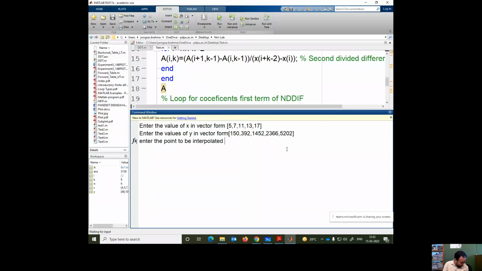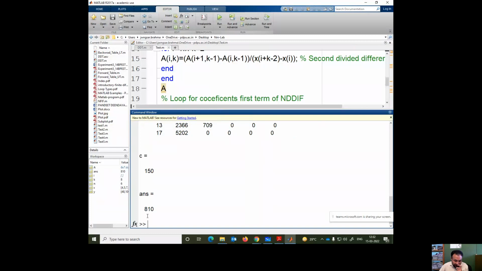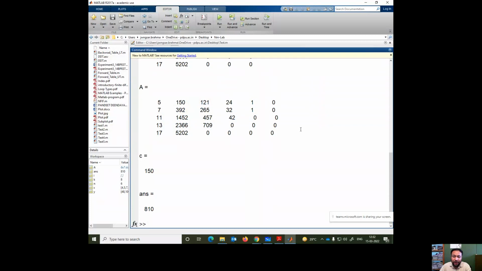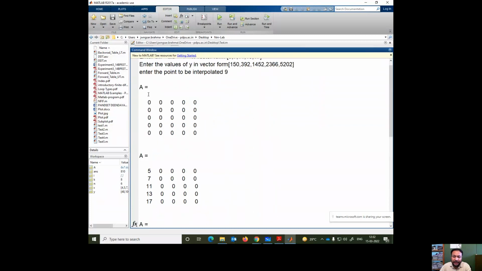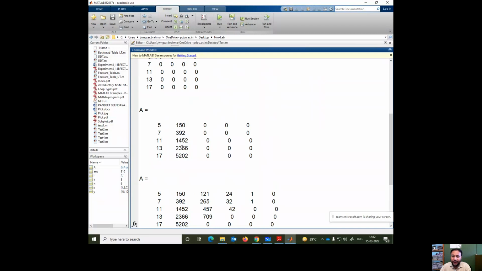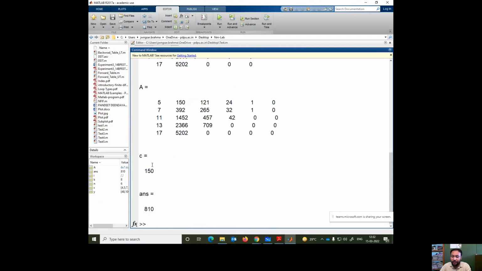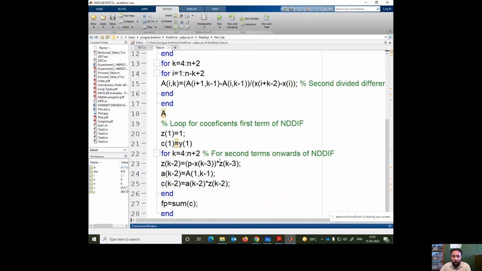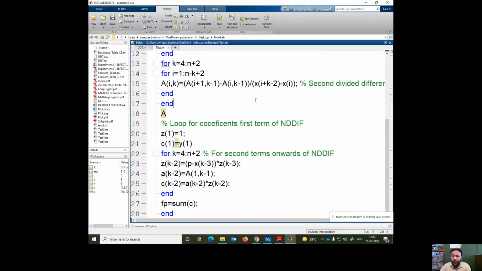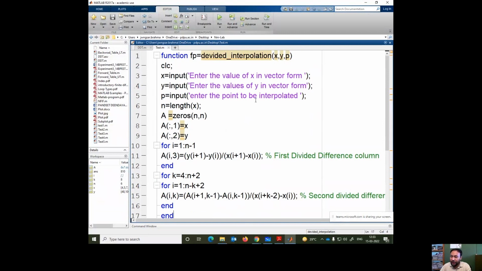They're asking for the value at the point 9. If I move here, see, the answer is 810. In the book also it is 810. Let us try to understand this one. The null matrix, the value of x, the value of y, and we get the divided difference table in the upper triangular form. The value of c means the first value of y, and the answer is coming 810. It means that we have developed one Matlab code for the Newton divided difference interpolation formula.